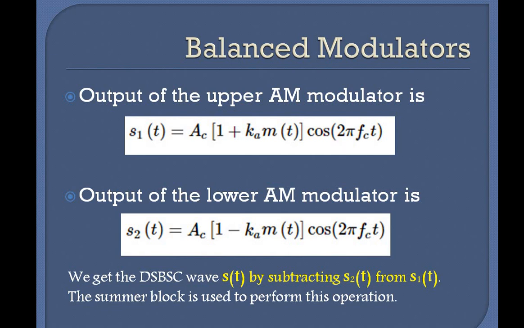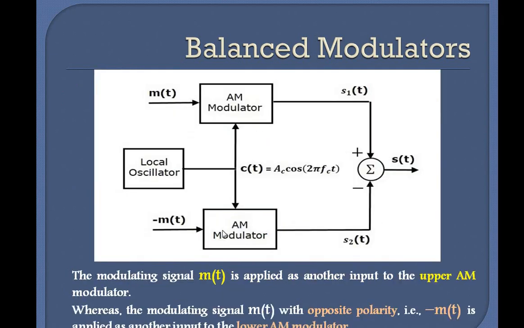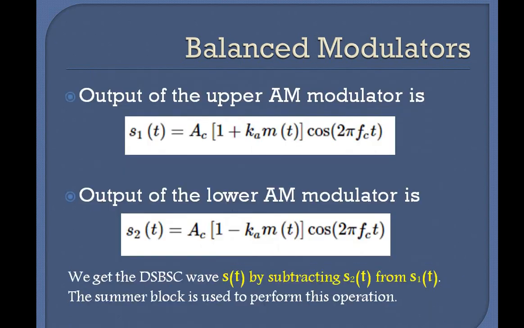And the second block, the second AM modulator, has the phase reversal, means minus 1, opposite polarity. So what is the output I will be getting here? Ac of 1 minus Ka m of t. Instead of plus I am getting minus, as I am applying minus m of t, so plus into minus gives a minus. So Ac of 1 minus Ka m of t into cos 2 pi fct. This is the lower amplitude modulator's output and this is the upper amplitude modulator's output.